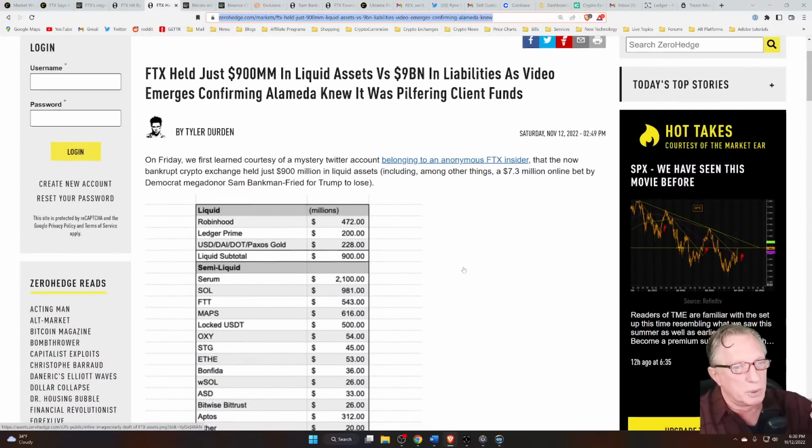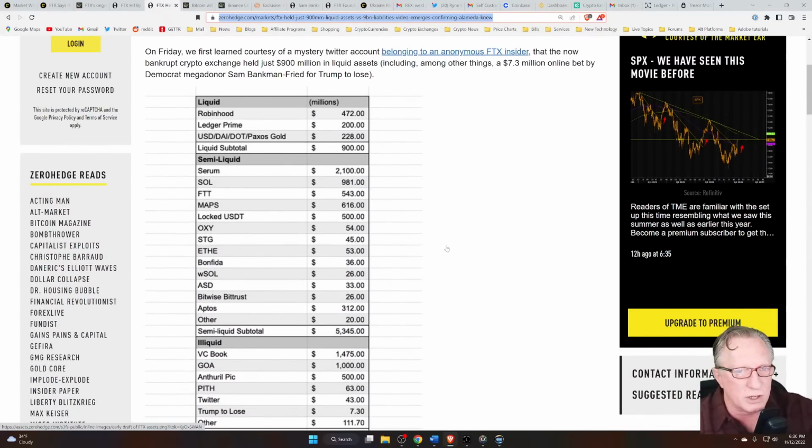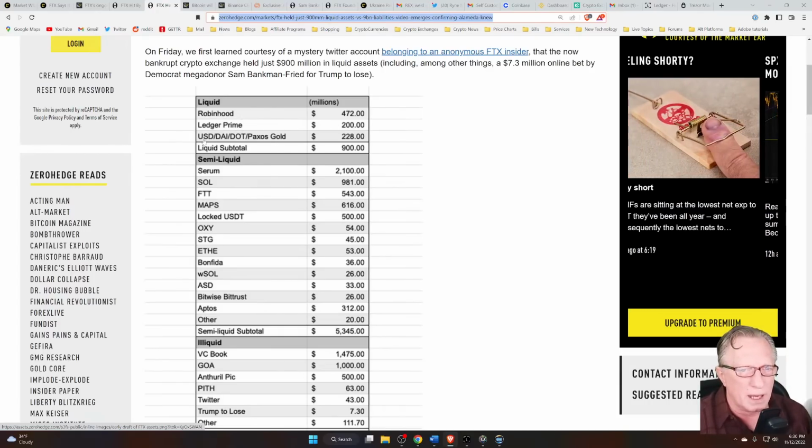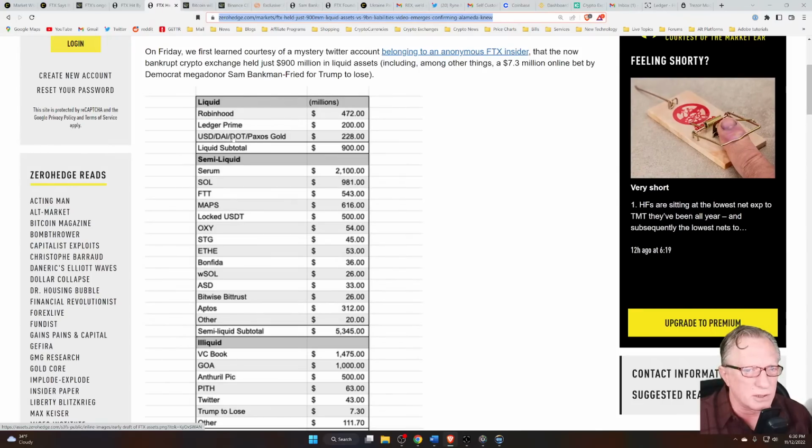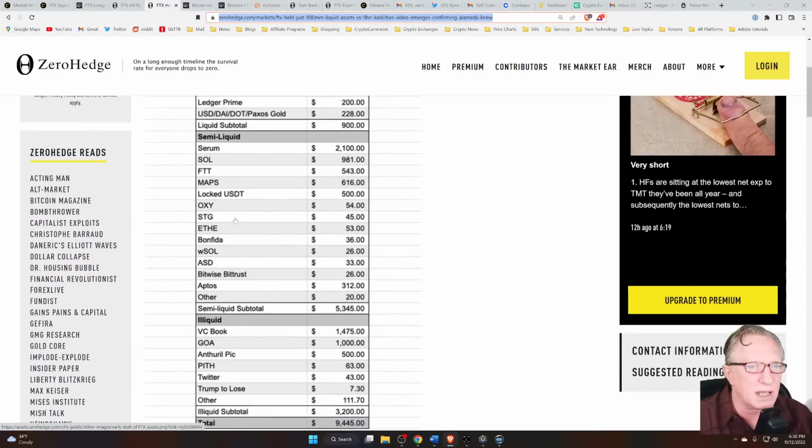So here are the books. This is kind of a spreadsheet that they showed. Looks like they were holding a stock in Robinhood. Ledger Prime, I'm not sure what that is. US dollar, Paxos Gold, DAI, 228 million. So $900 million in liquid assets. And these are their semi-liquid assets.